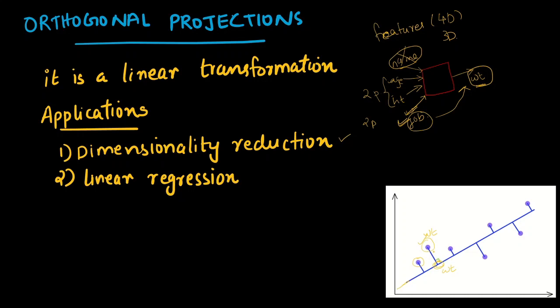Our purpose is to reduce this error. The difference between the original value and the projection is called the error, and our aim is to reduce this error. So projection is used here to find the difference between the original value and its projected or predicted value. We will see these things later. So these are the two major applications of projections.